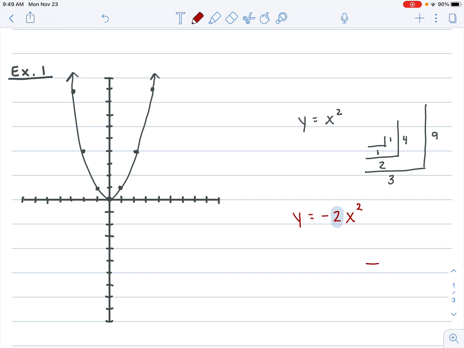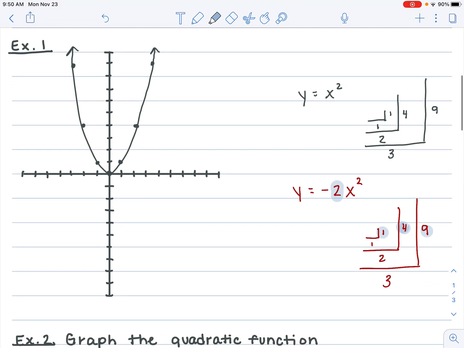So what I do is over the side, I make my little anatomy again. Over 1, up 1. Over 2, up 4. Over 3, up 9. Now, since we have an a value, I'm going to take all these values, 1, 4, and 9, and multiply all of those by my a value, which is negative 2. So 1 times negative 2 is negative 2. 4 times negative 2 is negative 8. 9 times negative 2 is negative 18. So this tells us we're going to go over 1 and down 2, over 2 and down 8, and over 3 and down 18 to make that parabola.